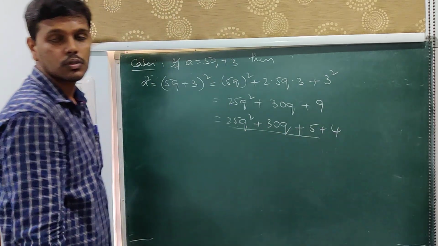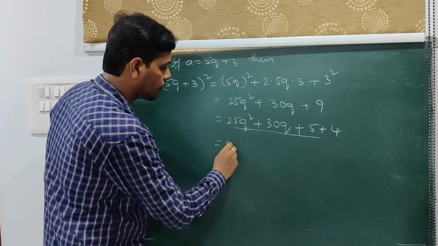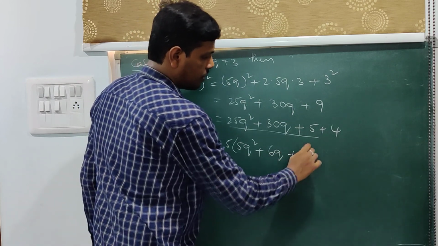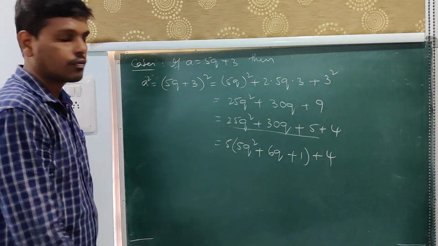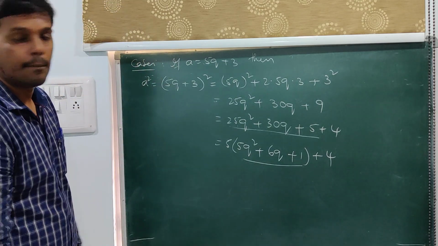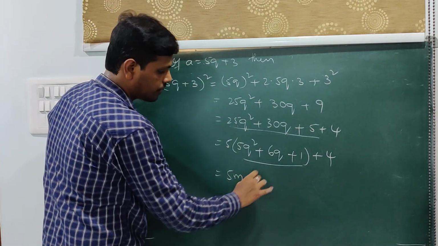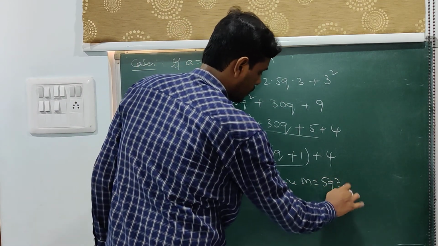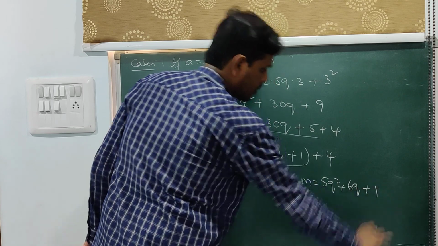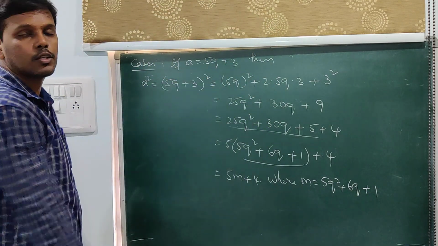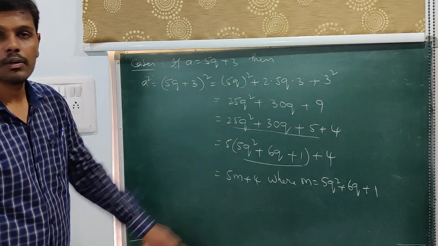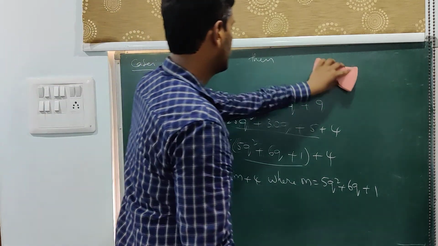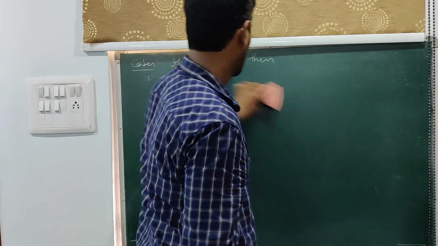Now out of all these three terms you can take 5 as common. If you do so, then you will have 5q square, 5 6s are 30q, plus 1, and we are left over with 4. Let us assume that this value is some m, then we have 5m plus 4, where m is equal to 5q square plus 6q plus 1. So when a takes the form 5q plus 3, a square takes the form 5m plus 4. Now we are left over with the last case, that is when a takes the form 5q plus 4.